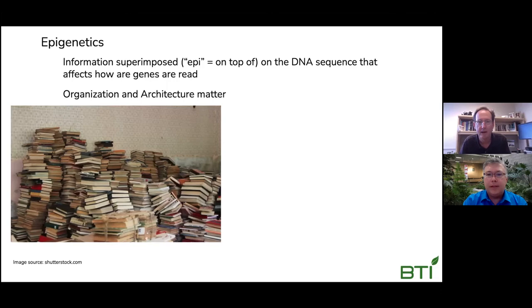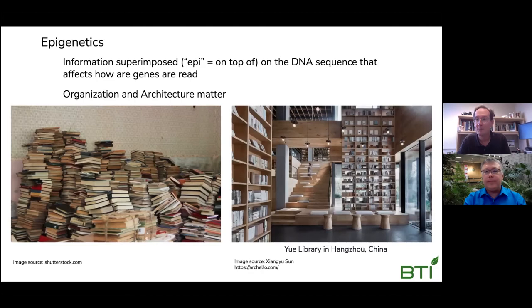But we all are familiar with libraries, and here's an example of a library where the architecture does help you get at that information. Books are stored on the periphery, and they're organized in different ways based on topic. There's areas where you can access that information, read, and move between one section or the other. So this type of intersection between architecture and information is what we're interested in when we talk about three-dimensional epigenetics.